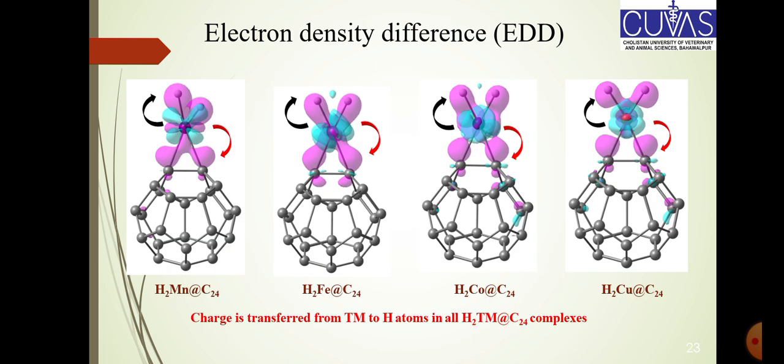Electron density differences. In addition to the above property, we also employed electron density difference analysis to understand the charge transfer between the hydrogen and metal complexes. Isosurfaces obtained from EDD analysis are characterized by purple and blue colors. The blue isosurfaces show the depletion of electron density, whereas purple isosurfaces indicate the accumulation of electron density. So, the appearance of both types of isosurfaces indicates the exchange of charges between the hydrogen and metal complexes.